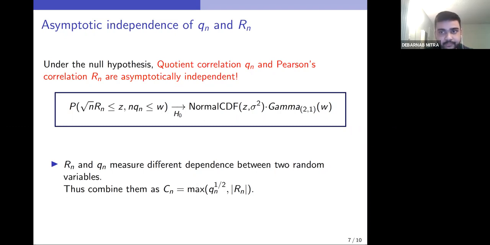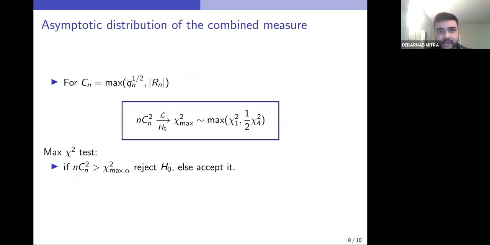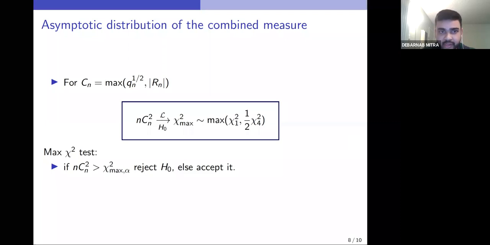And now we again derive a testing procedure based on this combined measure, where it turns out that under the assumption of the null hypothesis, the combined measure has a max of 2 chi-square random variable distribution. And the testing procedure is just comparing NCN square with the upper alpha percentile of this max distribution. And we reject H0 if the value is greater than the upper alpha percentile.